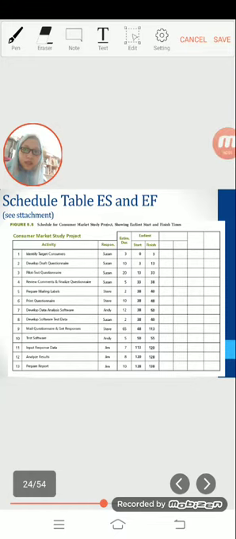Okay, hi. Okay, we continue with schedule tables ES and EF. This figure depicts the ES and EF time for the consumer market study project we just analyzed, in a schedule table format.